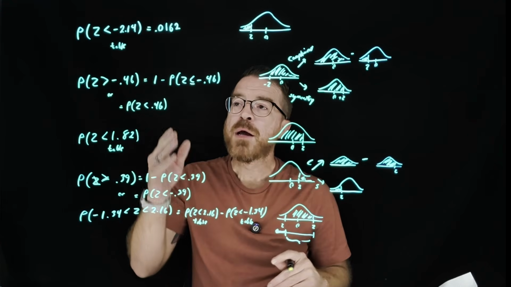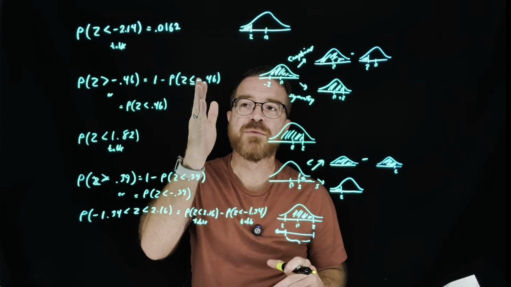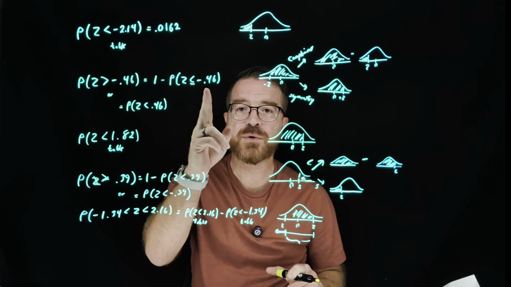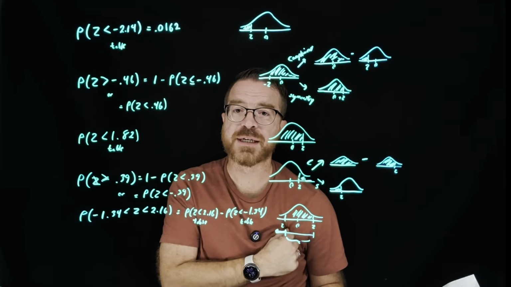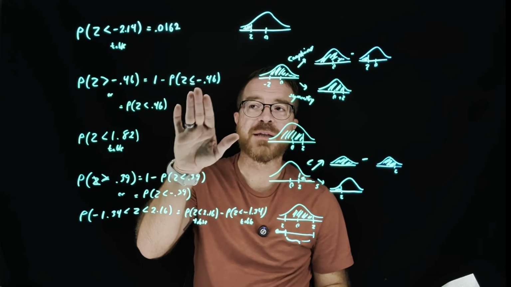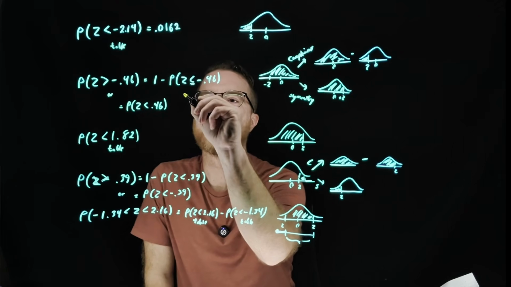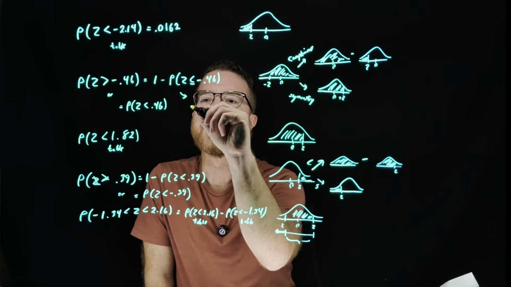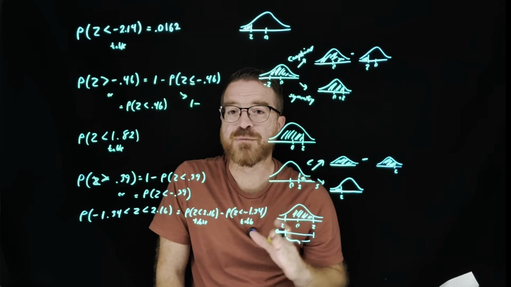So for the next one, we have 1 minus the probability that z is less than or equal to negative 0.46, or we could do the probability of z less than positive 0.46. Now, I'm going to use the less than the negative version because I already have the negative z table up. So in this case, I'm going to solve for this. This is going to be 1 minus, and now I need the probability that z is less than negative 0.46.